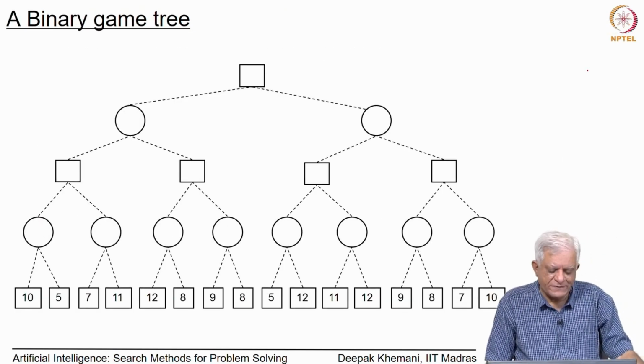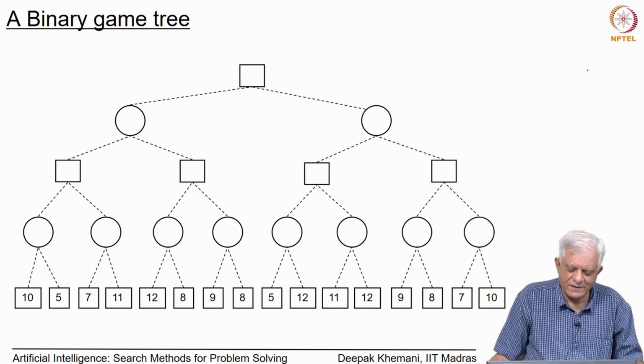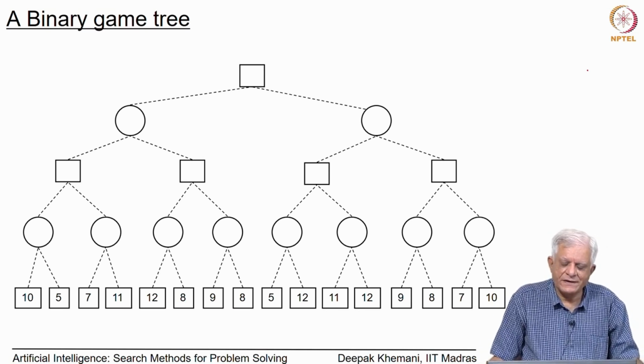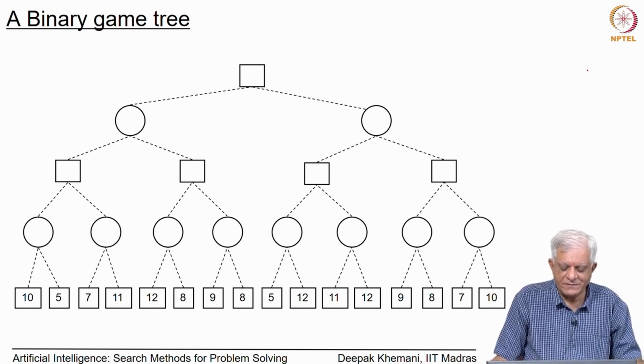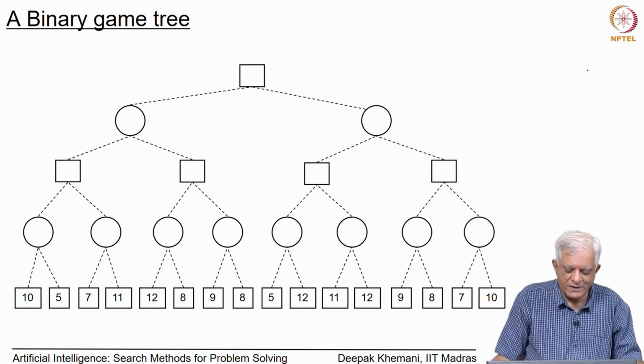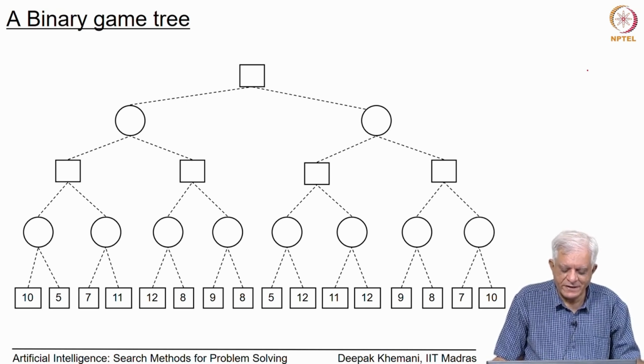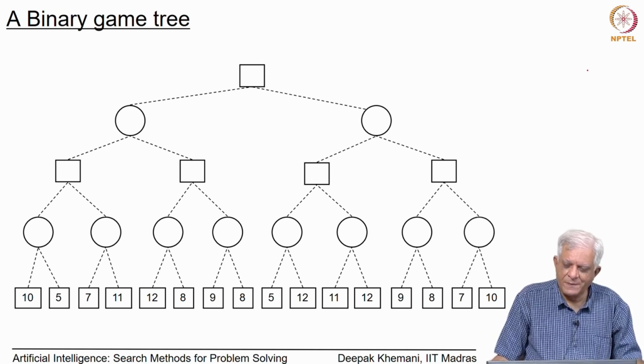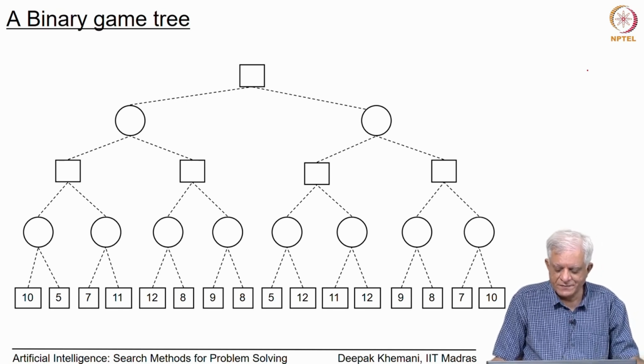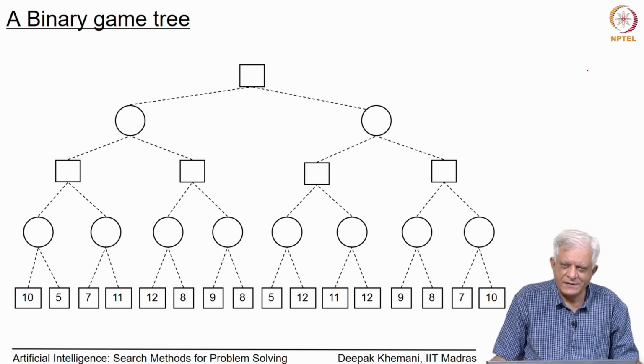Okay, so, in the next class we will start looking at how to analyze game trees with a finite look ahead. So, here we have a small game tree where each player has 2 choices at every stage, and we are doing a 4 ply look ahead, and at the bottom are the leaves to which the evaluation function has been applied. So, we will take this up in the next session.